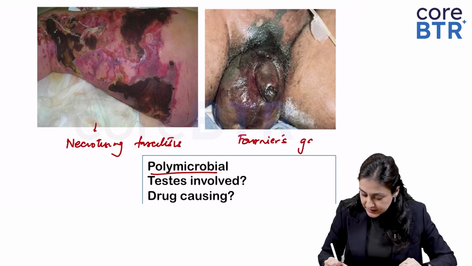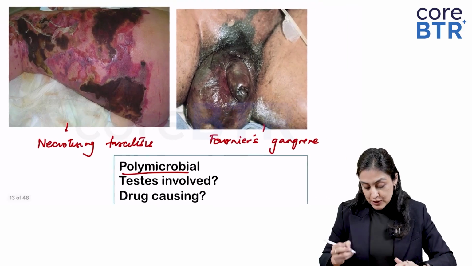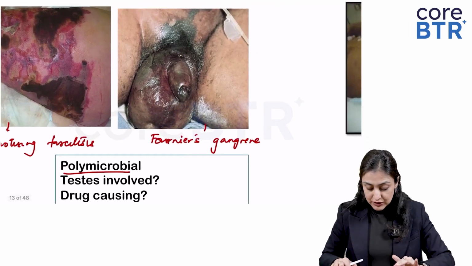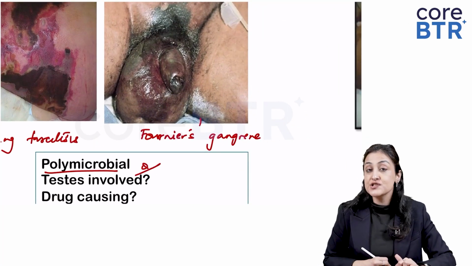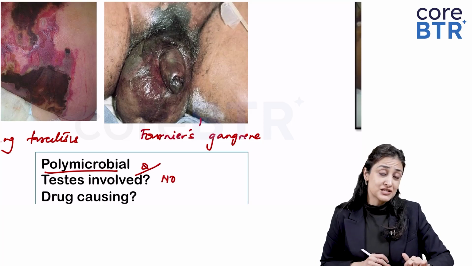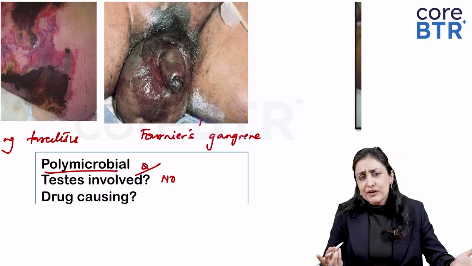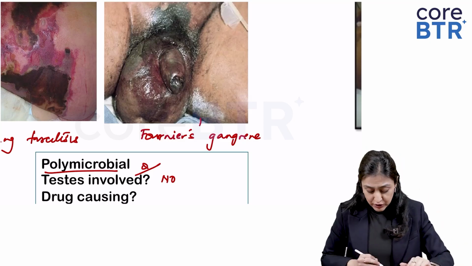All right, so Fournier's gangrene is nothing but necrotizing fasciitis of the groin. So this is polymicrobial, and particularly this is a PYQ on Fournier's. Is the testis involved? No, it's a skin infection, right? Why would testis be involved? So the statement there was, is orchidectomy needed? No, why would orchidectomy be needed? All right, so not needed.